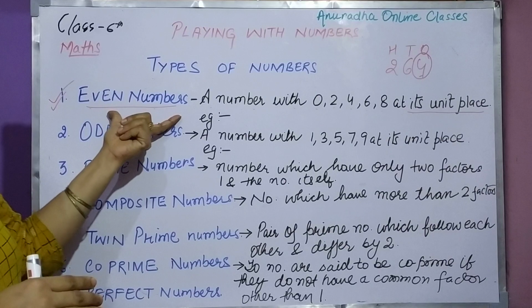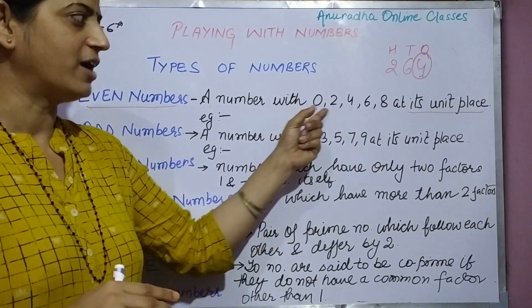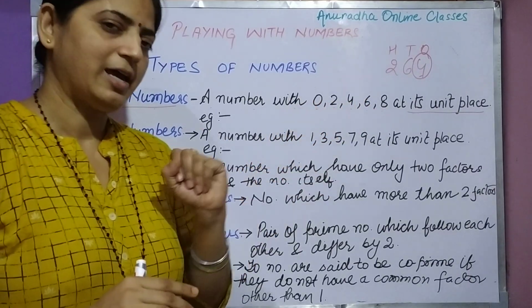So, what is an even number? If at the unit place we have 0, 2, 4, 6 and 8.